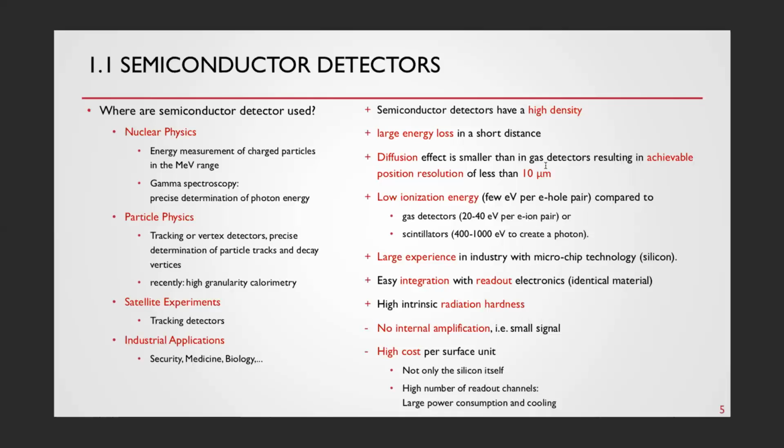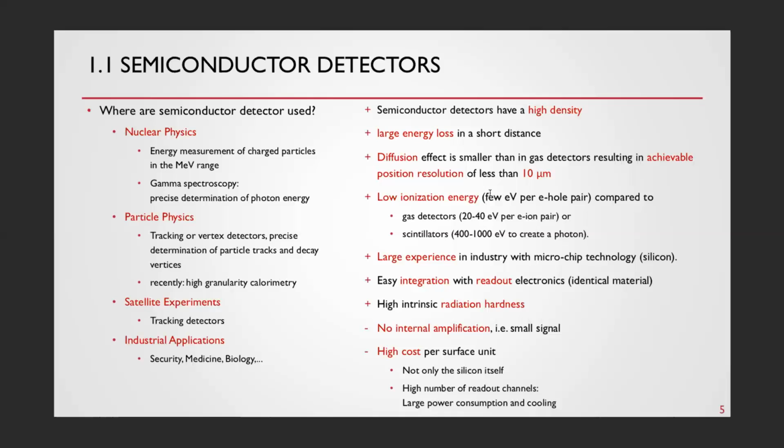The ionization energy is only a few electron volts. We've seen for argon it was 26 electron volts, not counting secondary ionization. It was even 90. Here we talk about only a few electron volts, a single number like 1 to 6 or so per electron hole pair, compared to the gases, and the scintillators use even higher ionization energy.